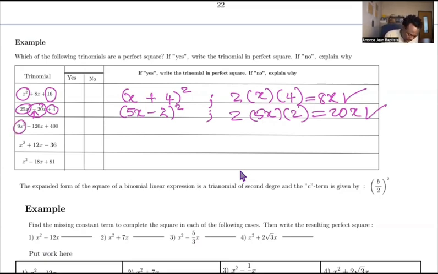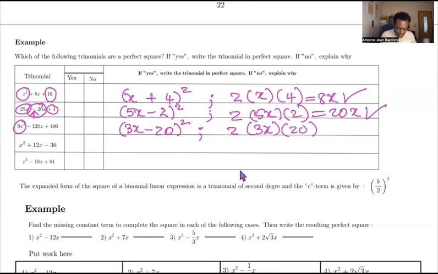Let's see the next one. I have 9x squared, so that's 3x, negative sign, and the square root of 400 is 20. Now let me verify. The 2 is in the formula, 3x times 20.